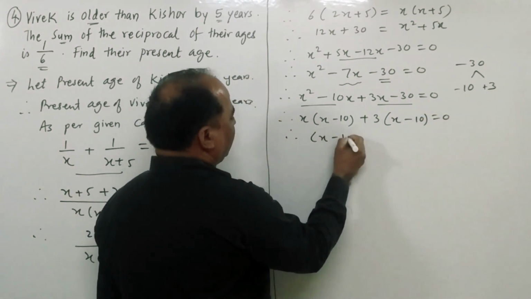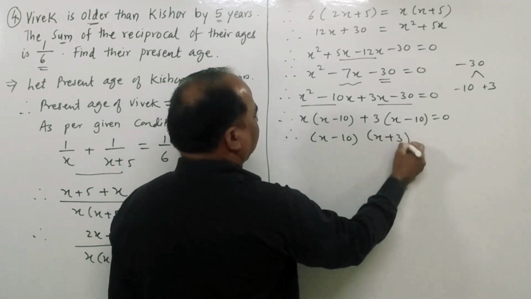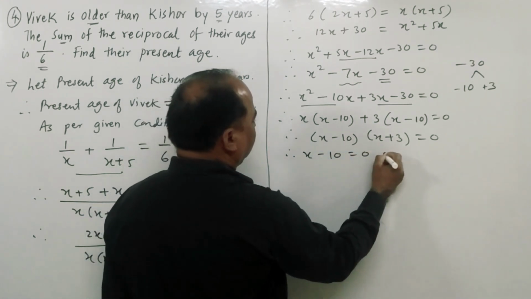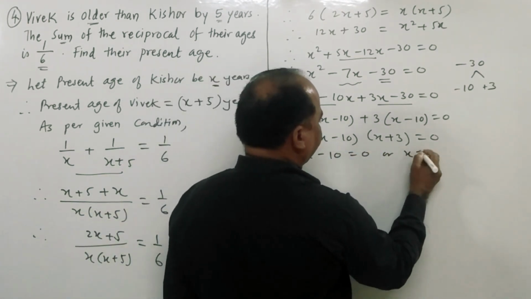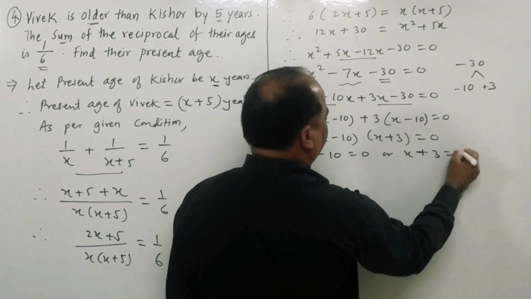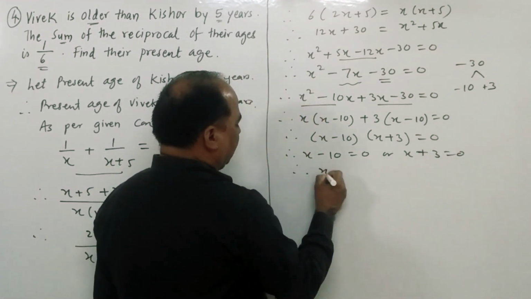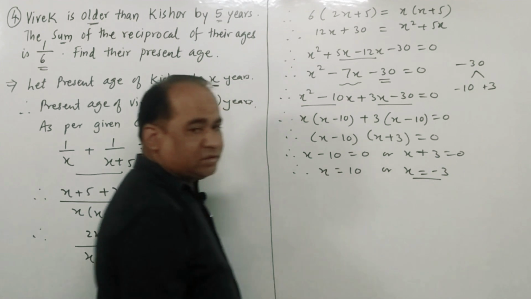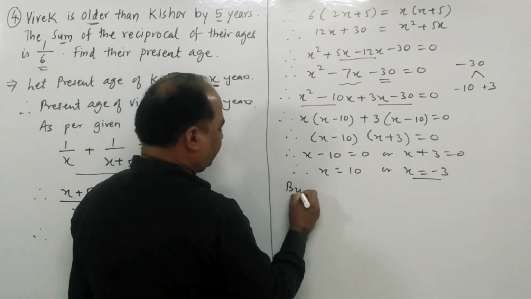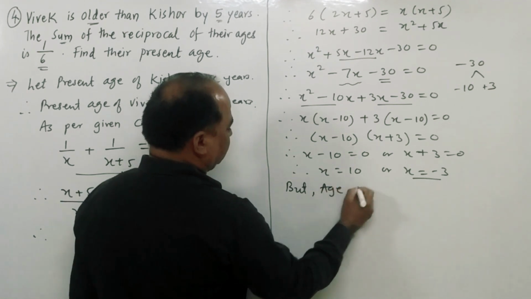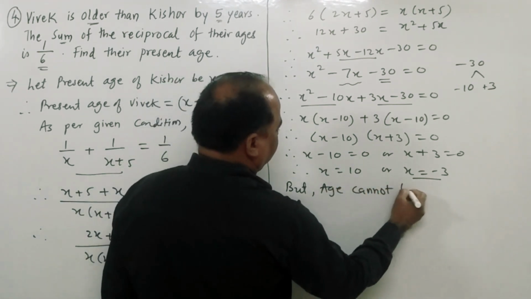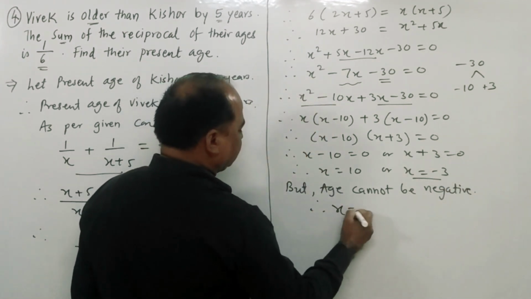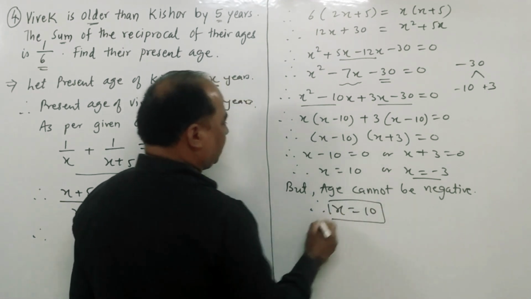Therefore, x minus 10 in one bracket and x plus 3 in second bracket is equal to 0. Therefore, x minus 10 is equal to 0, or x plus 3 is equal to 0. Therefore, x is equal to 10, or x is equal to minus 3. X is equal to minus 3, but age cannot be negative. Therefore, x is equal to 10. Value of x is 10.